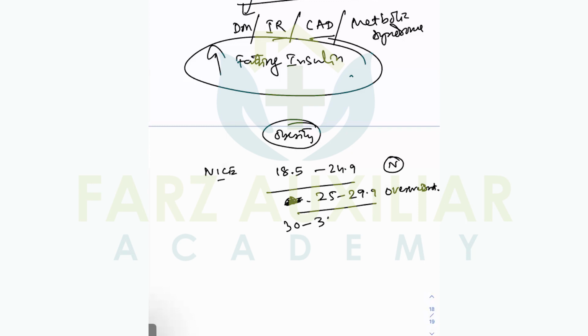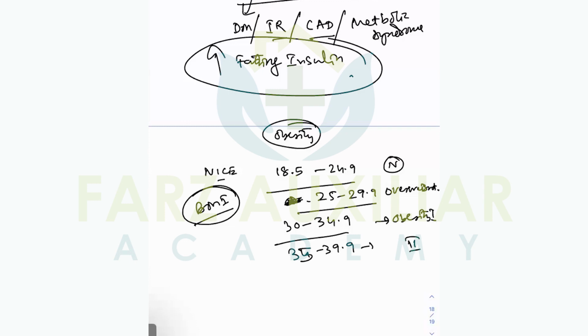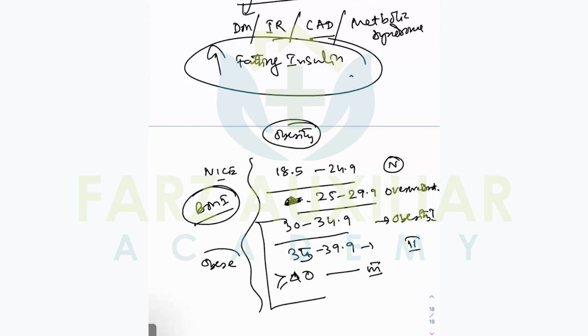Then 30 to 34.9, I'm talking about BMI, if somebody has joined late. So 30 to 34.9 is obesity stage 1. 35 to 39.9 is obesity stage 2. And 40 and above is obesity stage 3. So this is the thing. 30 and above is obese in their terms. In India, 25 and above is obese. There, that is different.